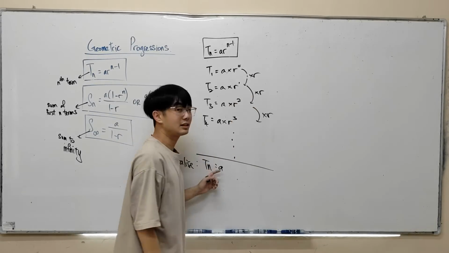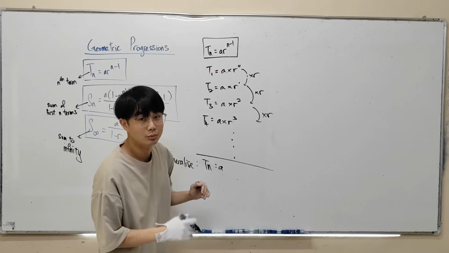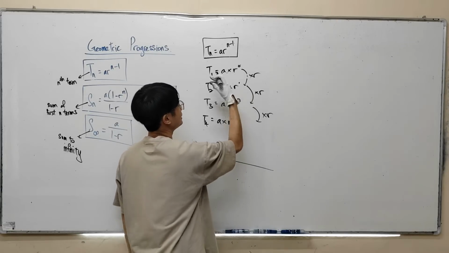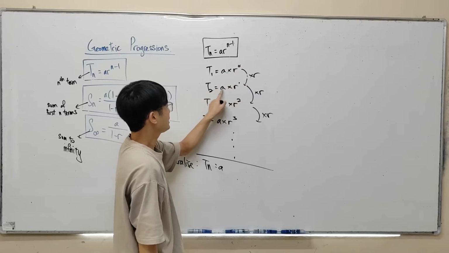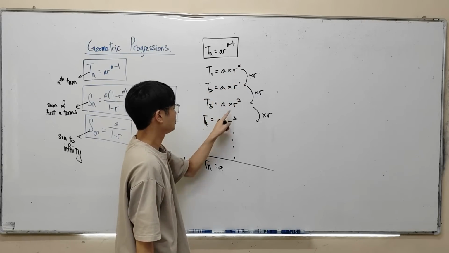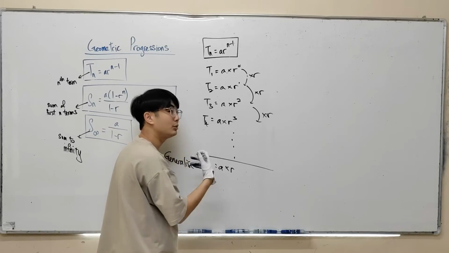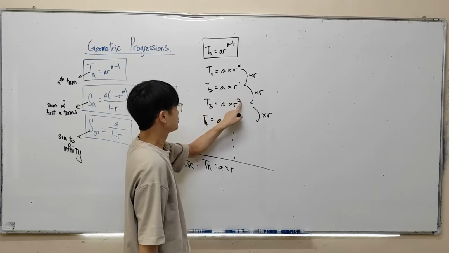But since we are trying to generalize, I will write down the r power 0 so you can see the pattern more clearly, right? That's the reason I'm writing the r power 0 here. So now you can see the pattern: a times r power 0, a times r power 1, a times r power 2, a times r power 3. So here it will be a times r power what? This one is 0, this one is 1, this one is 2, and 3.